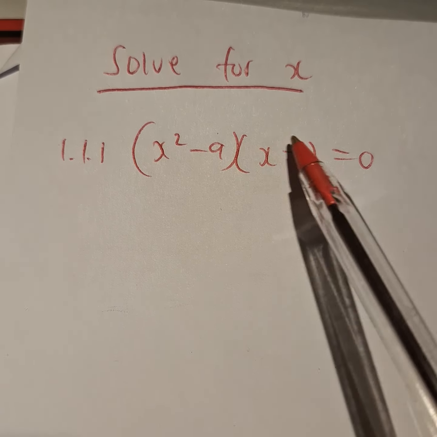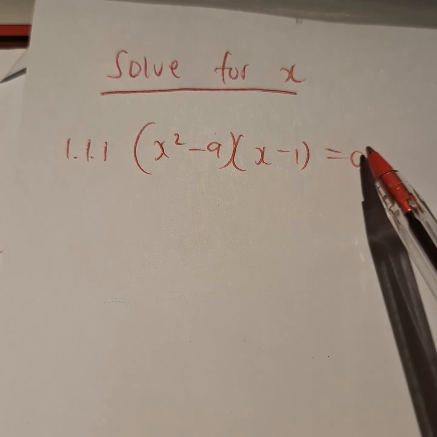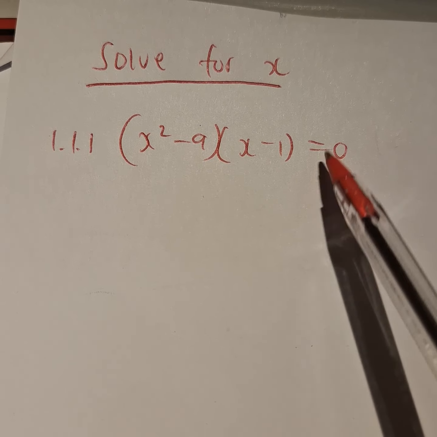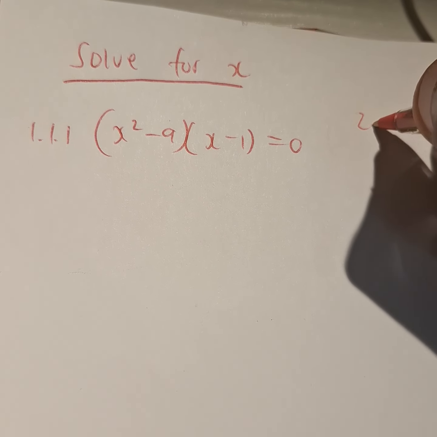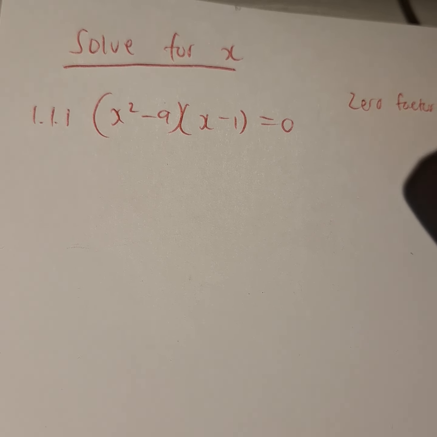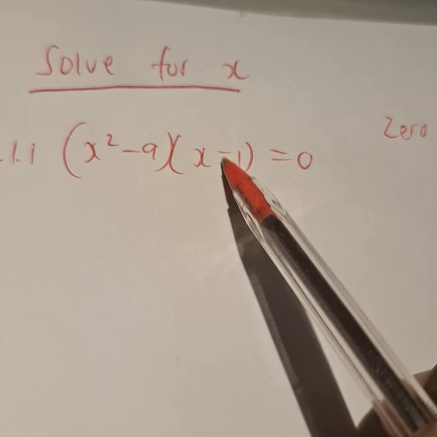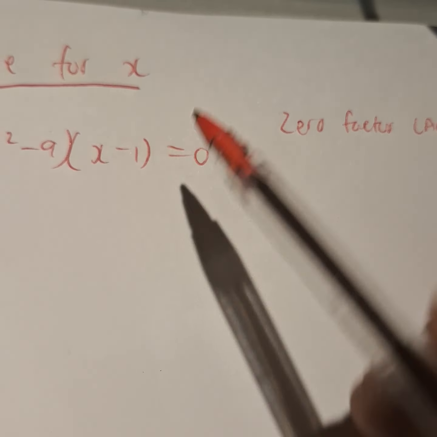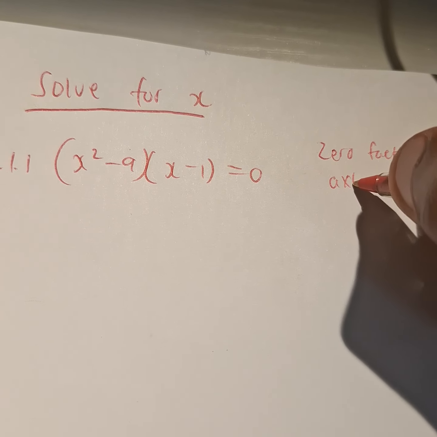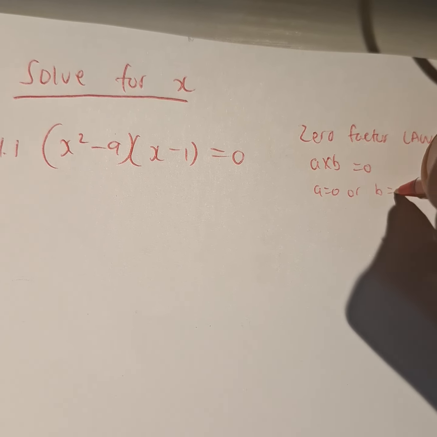Now when we have a bracket with two factors, x squared minus 9 and x minus 1, and it's equated to 0, remember that we can apply what we refer to as the zero factor law. The zero factor law applies whenever we have a product of factors and it's equated to 0, because the zero factor law says if a times b is equal to 0, then we can say a is equal to 0 or b is equal to 0.